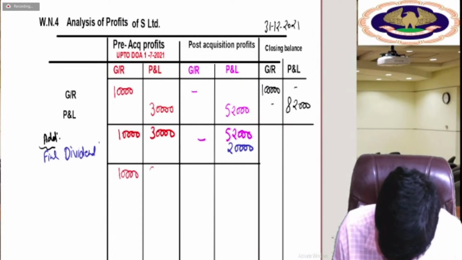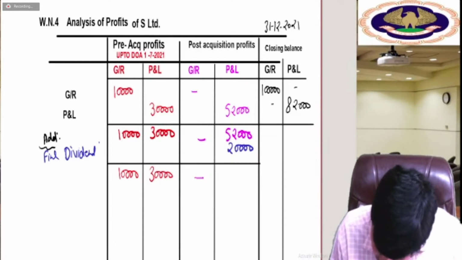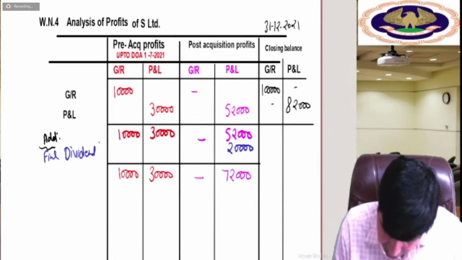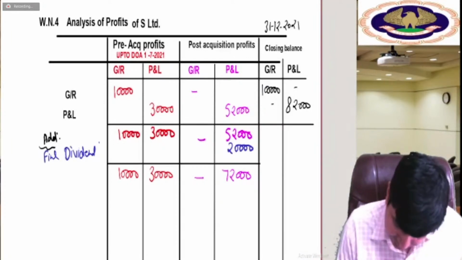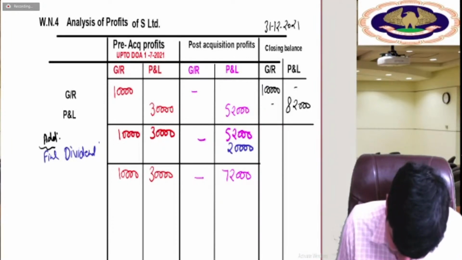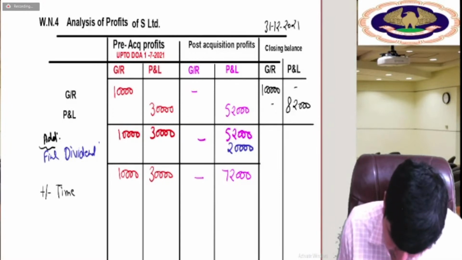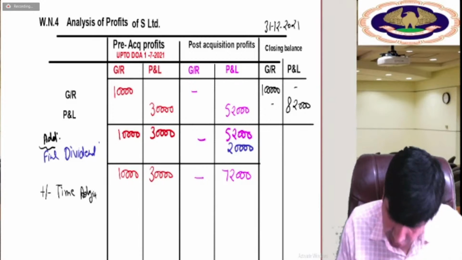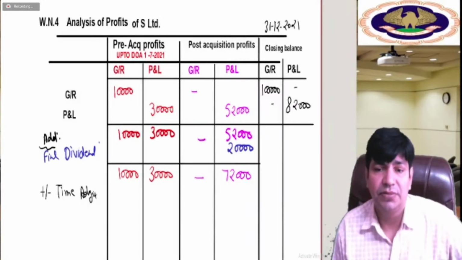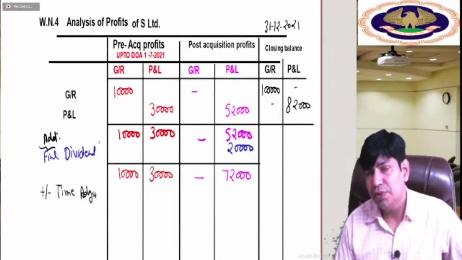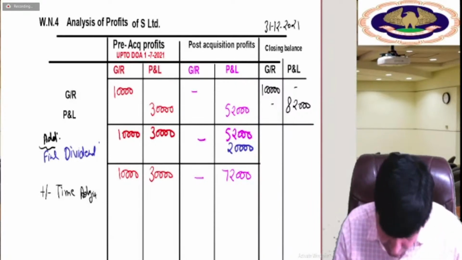10,000 is the same, 30,000 is the same. Okay. So 72,000 was the profit earned during post acquisition, but now we have to apply the time adjustment, since the total 72,000 is not the profit belonging to post acquisition. Six months' profit must be shifted back to pre-acquisition. Okay, I'm repeating the dividend part.